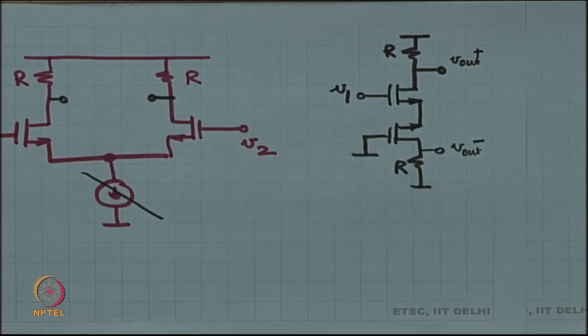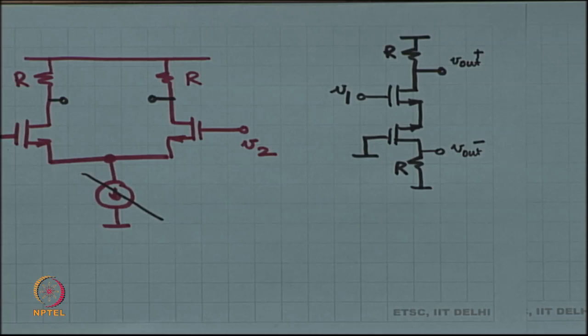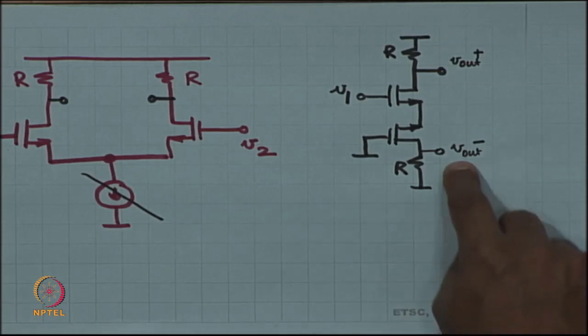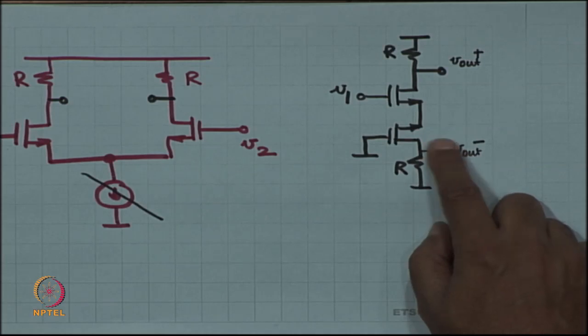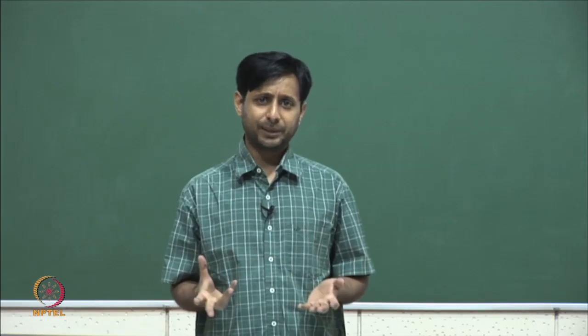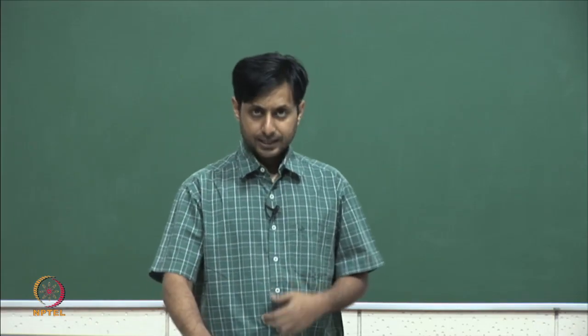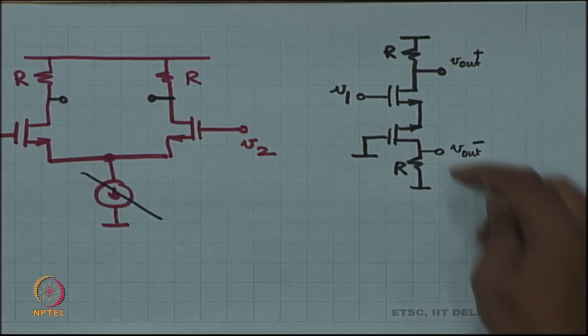Now, we have to analyze this. Which one do you want to do first, V out minus, V out plus? Let us do V out minus. So, if I want to do V out minus, I need to work out the output impedance from V out minus, and I also need to know the short circuit current if V out minus is connected to ground. Look, it is the same technique over and over again, all right, same technique, the output impedance, the short circuit current.